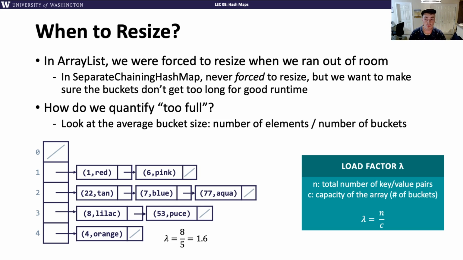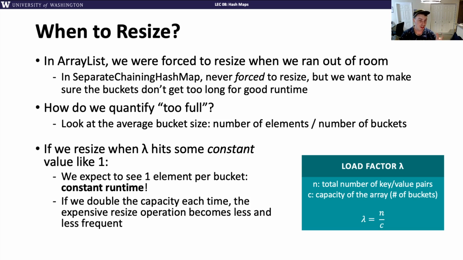So our rule for resizing is when lambda, we use the Greek symbol lambda to talk about the load factor. I think it's because they both start with the letter L. When this hits some constant value, like the number 1, this is a design decision you can make. What constant do you want to resize at? But once it hits some value like 1, that means we expect to see 1 element per bucket, or close to 1 element. So we'll have that constant runtime. But if that lambda starts getting really, really large, then we're going to start getting closer to that O(n) runtime. So the idea is when you hit this value 1, this critical factor, then resize the whole thing and start over again. Now that load factor will be lower.